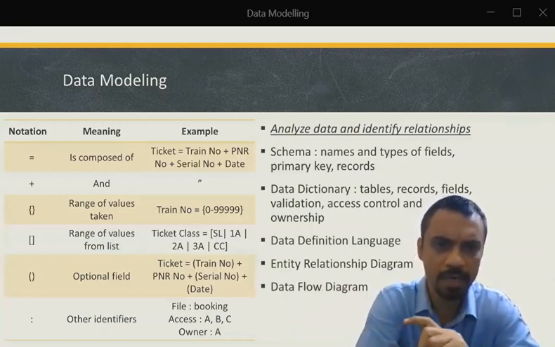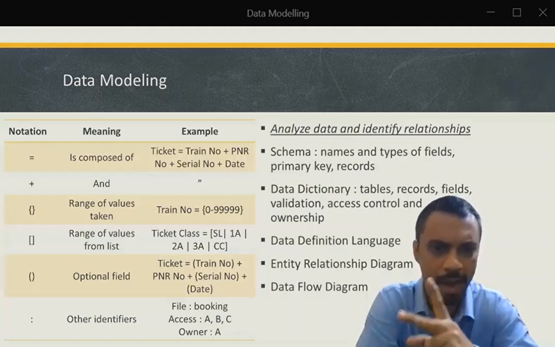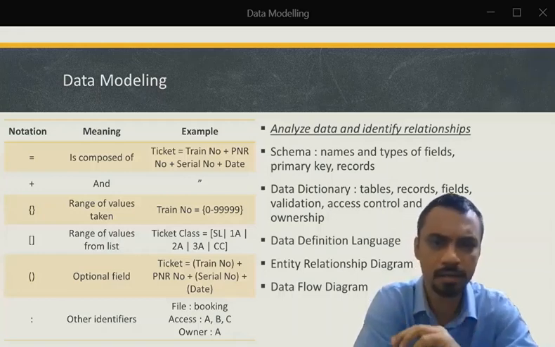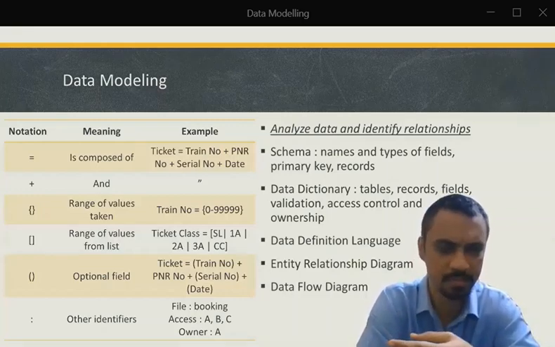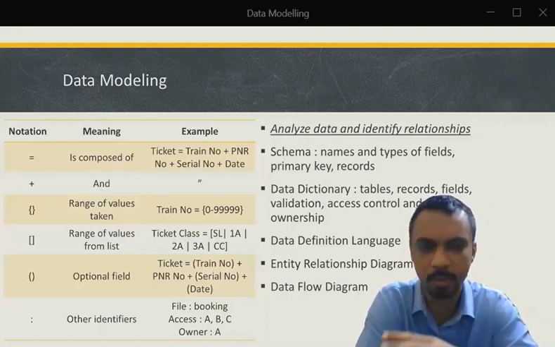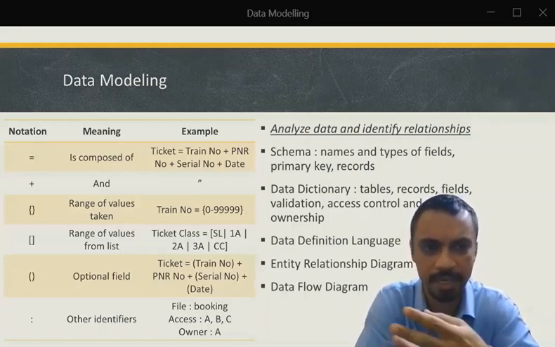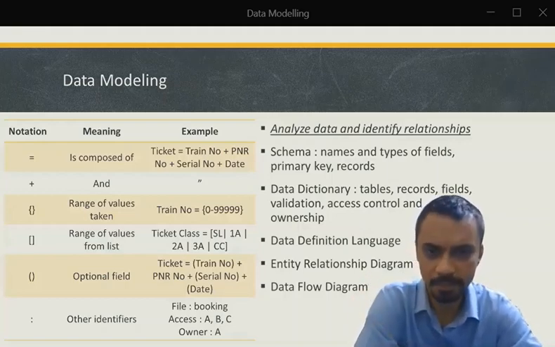So a ticket is composed of train number and PNR and serial number and a date. All these things are put together in a ticket. Of course, the ticket may also contain other things like the seat number or the coach number, or the name of the passenger and age and all that. But my definition is something like this.